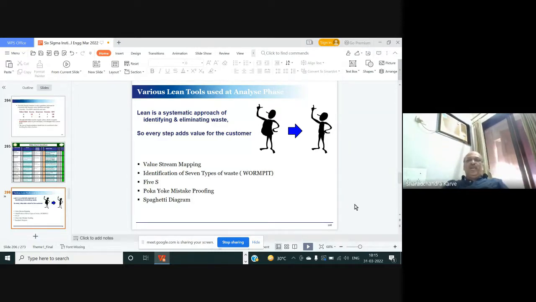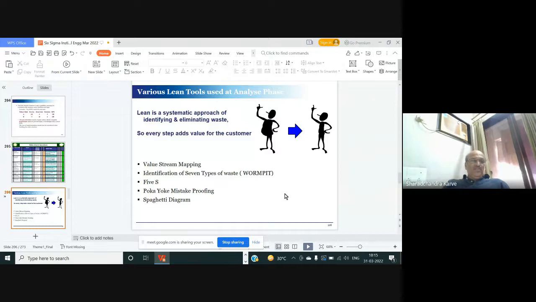So you can look at a person who is fat. Now from fat he goes thin. The dictionary meaning of lean is also a thin person, a fresh person who is swift. So there are various tools which are being used in lean: value stream mapping, then identification of 7 types of waste, or there are also 8 types of waste, then 5S, PDCA, okay, spaghetti diagrams.